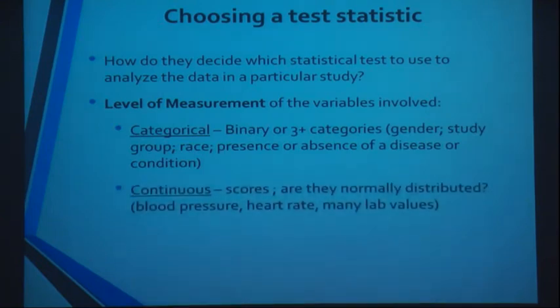Okay? Basically, there's 2 things that we're looking for. Are the variables categorical? Do they come to us in categories? Or is it a continuous variable? Okay, so categorical can be 2 categories. It can be 3 or more categories. We discriminate because the analyses depend on that.